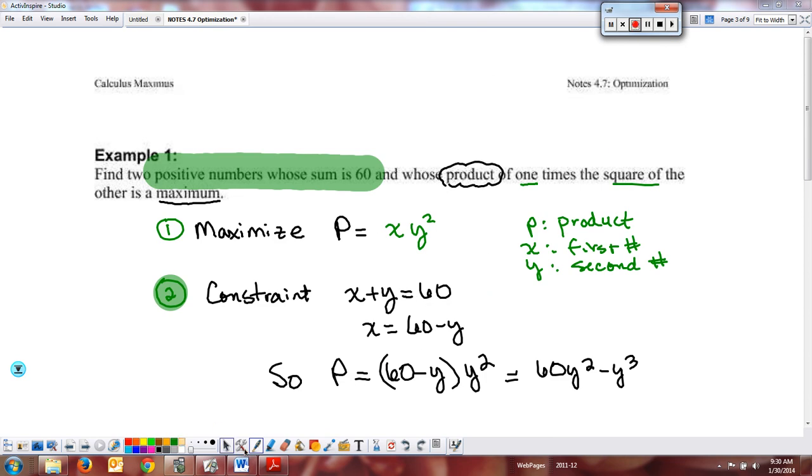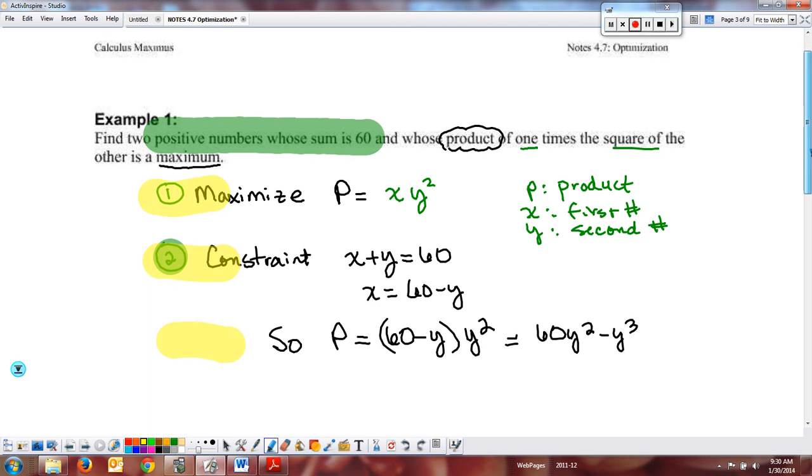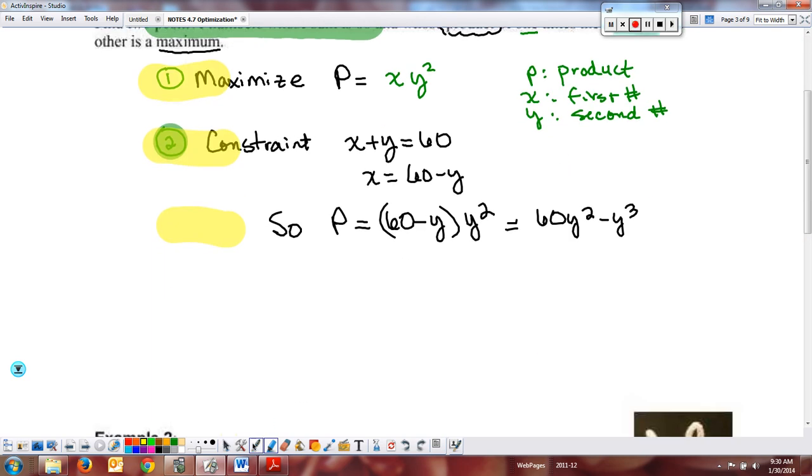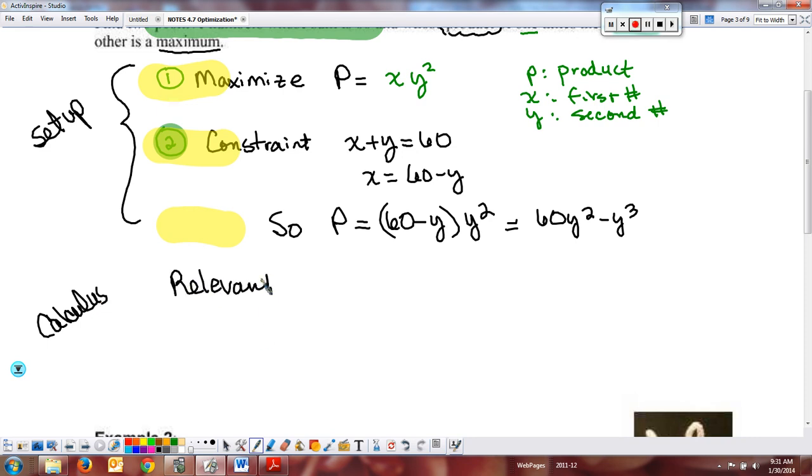All right, so everything that I've done so far, I have the setup ready. So I have determined what I'm going to maximize. I have determined my constraint. I have solved the constraint down here for one input variable, and so I'm ready to actually now do the work, which is the calculus portion of this. So everything that's here was nothing more than your setup. Okay? Now we're going to do the calculus, and we're going to determine our relevant domain, and then decide what method we're going to use.